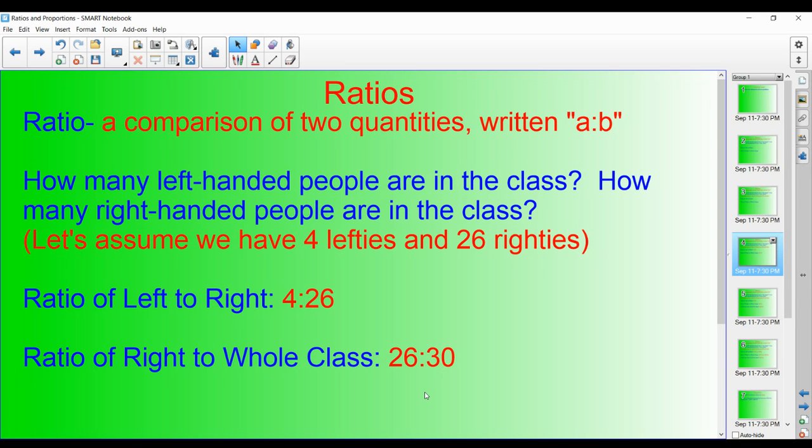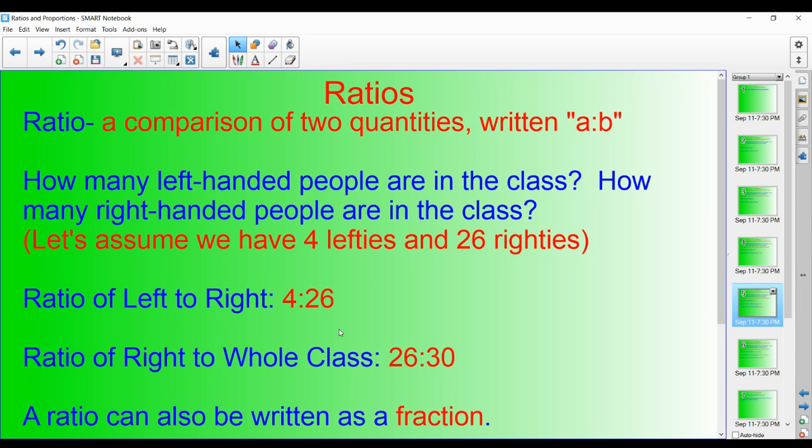Now, the more common way to write a ratio is as a fraction. So we're going to get in the habit of always writing it as a fraction. So we have 4 over 26 or 26 over 30. And if you want to simplify your fractions, you're allowed to do that as well.